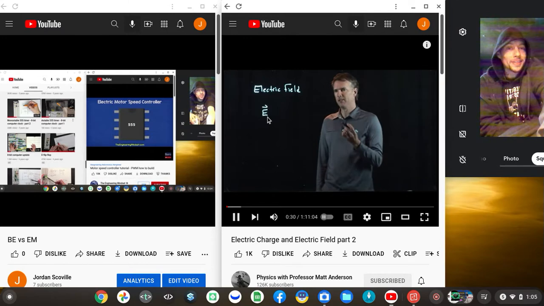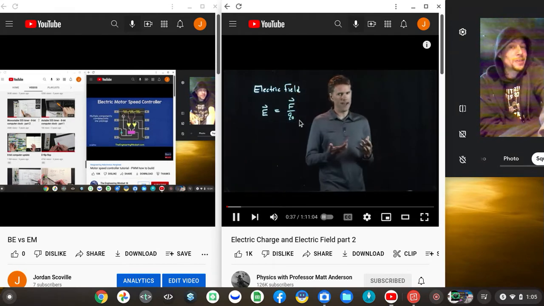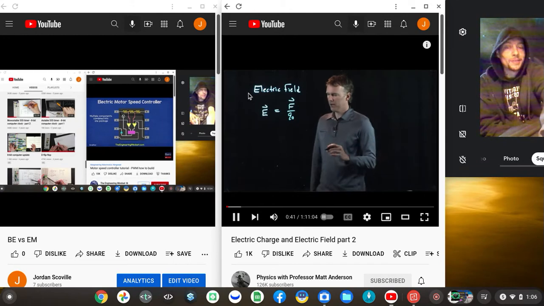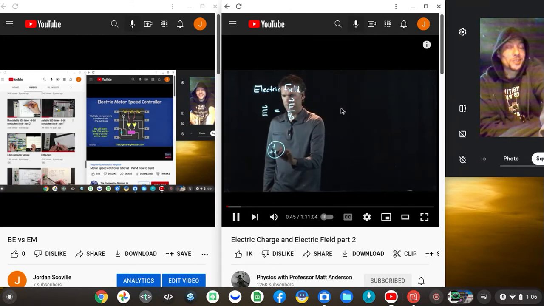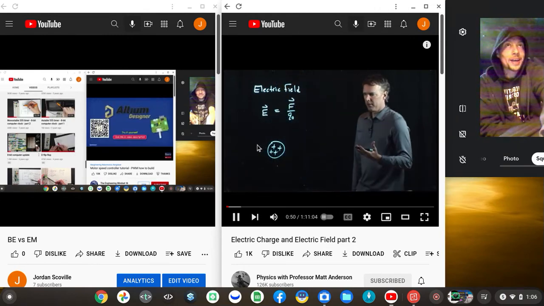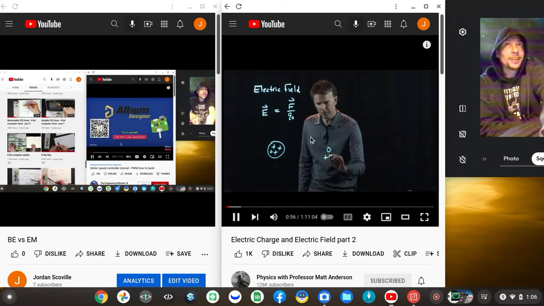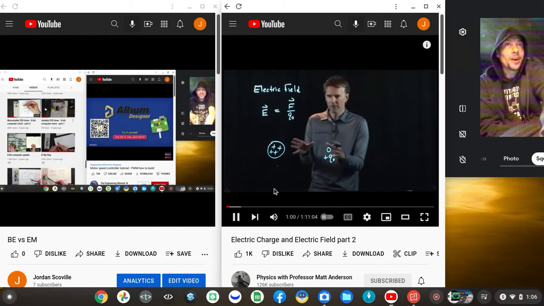The electric field is the force that a test particle experiences divided by the charge of that test particle. What does that mean? Well, let's say we have a big positive charge. That positive charge is going to exert an influence on a test charge. If this happens to be a positive charge, then we know what's going to happen, right?